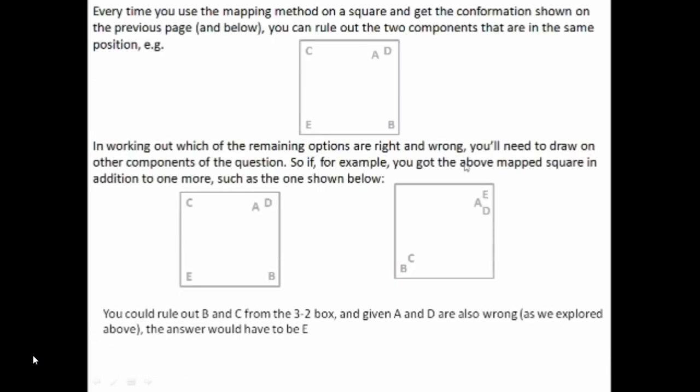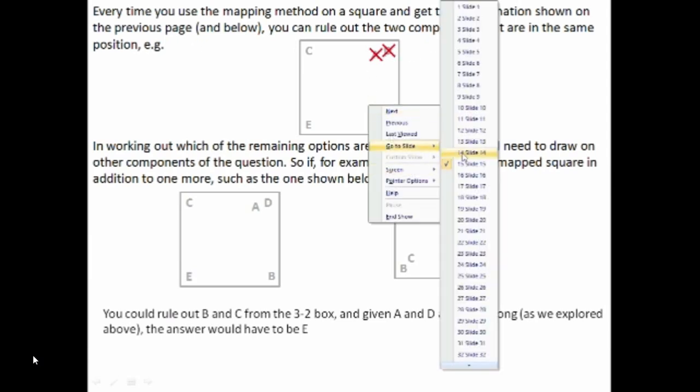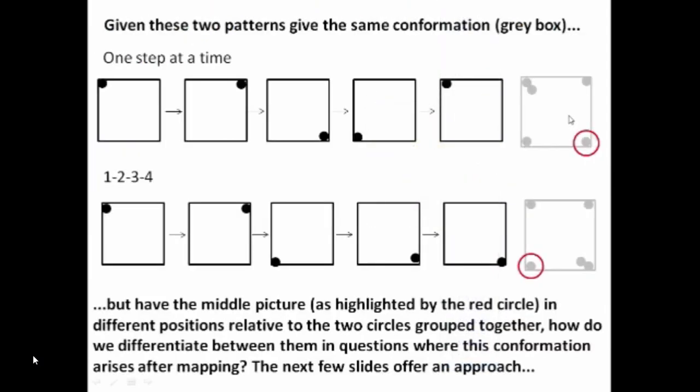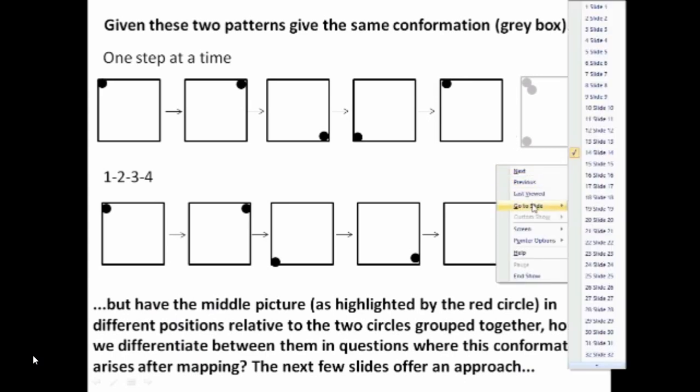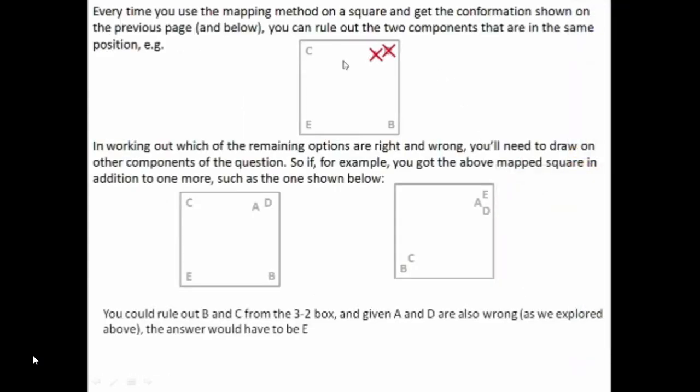So the first tip is that if ever you have a question with squares and you do the mapping method and get this configuration, you can immediately rule out the two which are grouped together, so A and D in this case. The reason is that in this pattern the one in the middle is opposite the group of two, whereas in this pattern it's one of the ones adjacent to the group of two. So in other words, it's one of the three by themselves rather than the group of two. And because it's never the group of two, you can rule out those two.